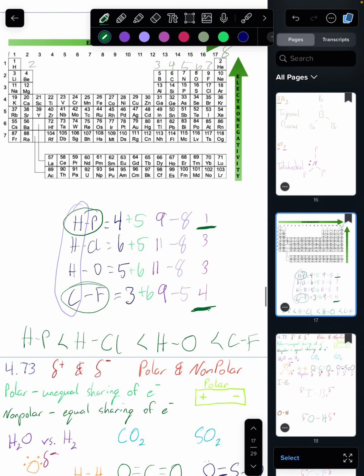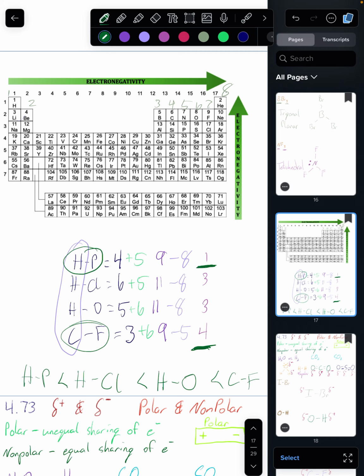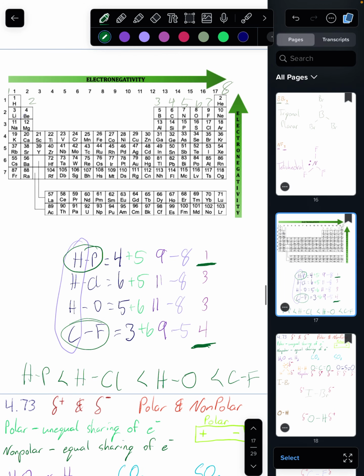Now, this doesn't work for all of them, for all of the pairings and everything you can think of. But it is helpful in doing it, because it's a faster way than going through doing all of its electrons and everything like that. Okay?